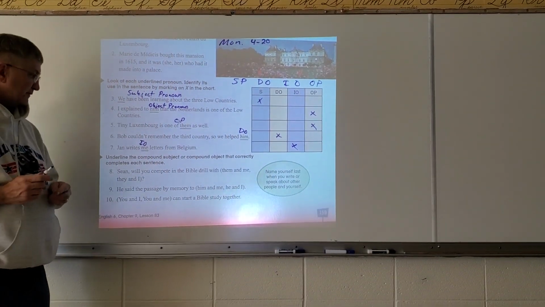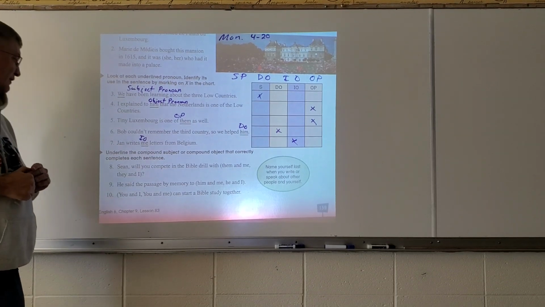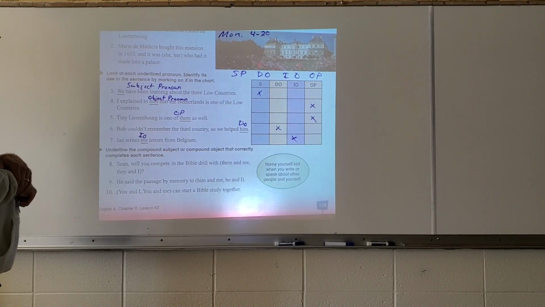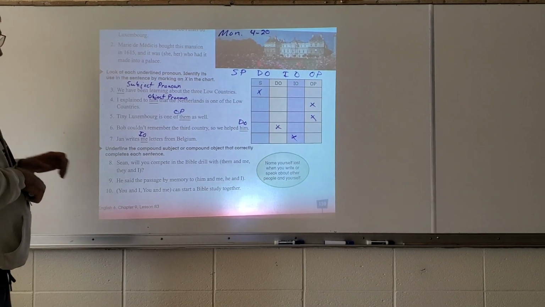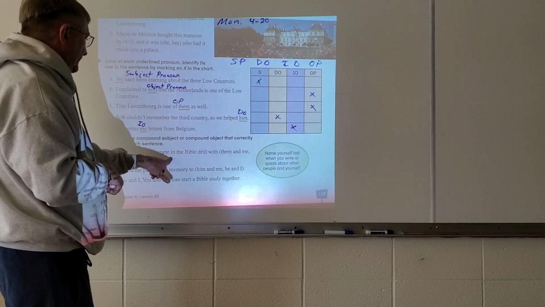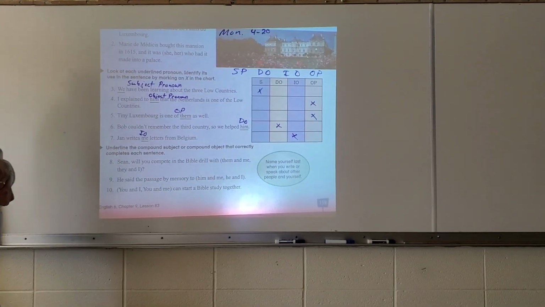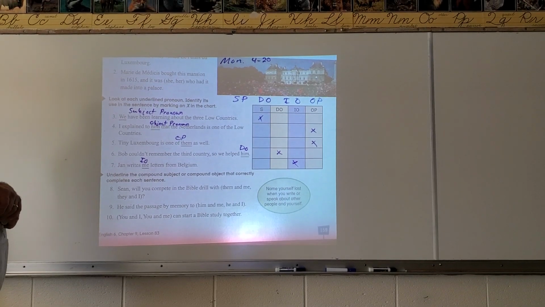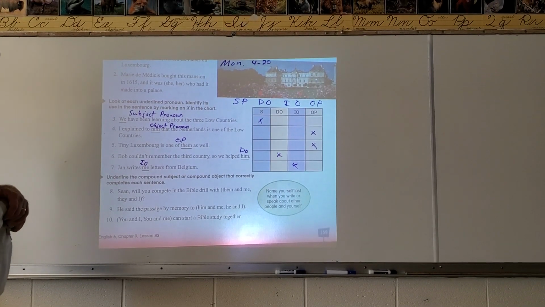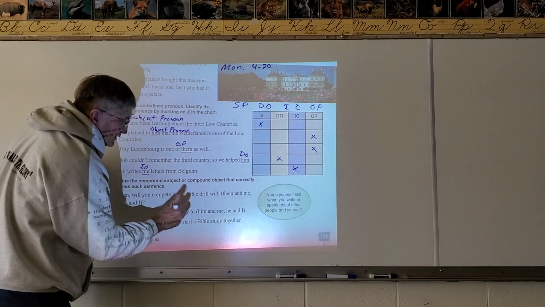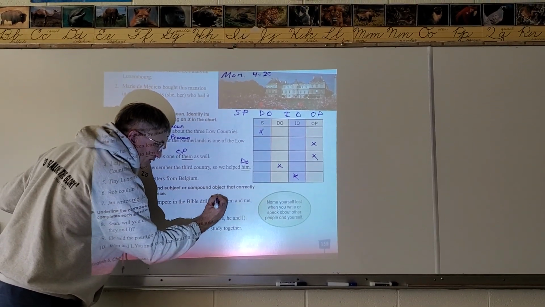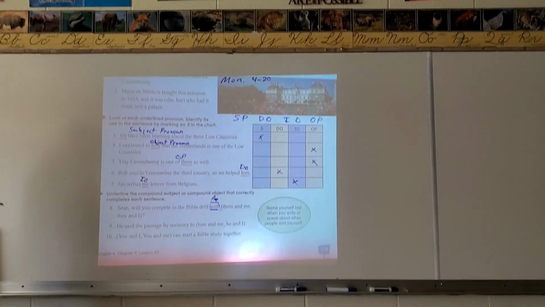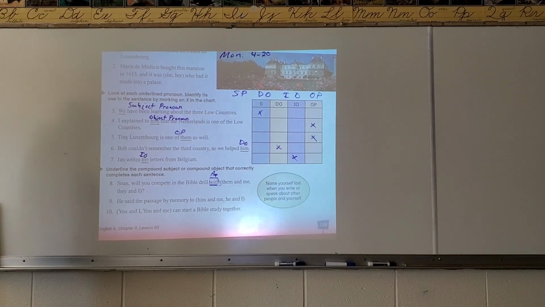Okay. Back down to the bottom of number 8. Underline the compound subject or compound objects that correctly complete each sentence. Sean, will you compete in the Bible drill with, you have a choice, them and me or they and I? All right, so here's your big clue. You have this little word here, which is a preposition. So that means we're looking for an object of the preposition.